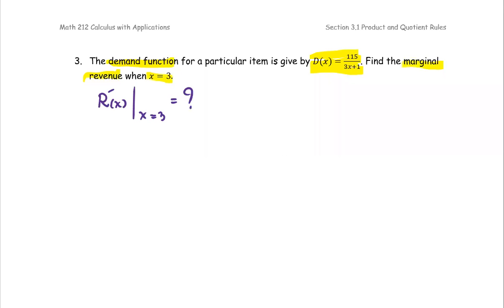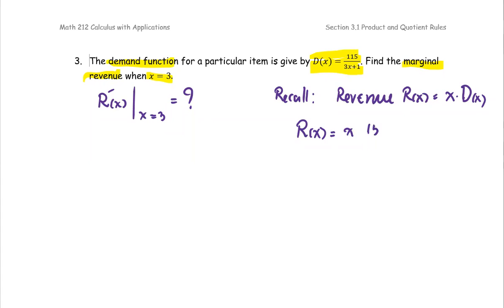Okay, so now we know the plan. And to complete the plan, starting with what is the revenue function? We call the revenue, or R(x), the product of the items and the price per item, or the demand function. So to form the function R, or the revenue, we're going to multiply x to the function 115 over 3x plus 1, or write it as 115 times x divided by 3x plus 1.